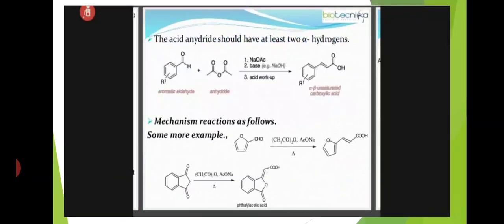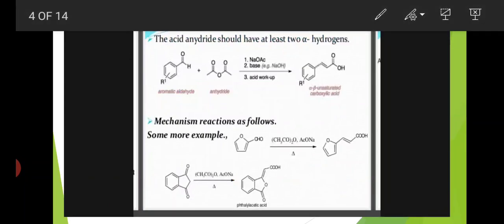The acid anhydride should have at least two alpha hydrogens. Here we have the aromatic aldehyde and the acid anhydride, and this acid anhydride should have at least two alpha hydrogens.